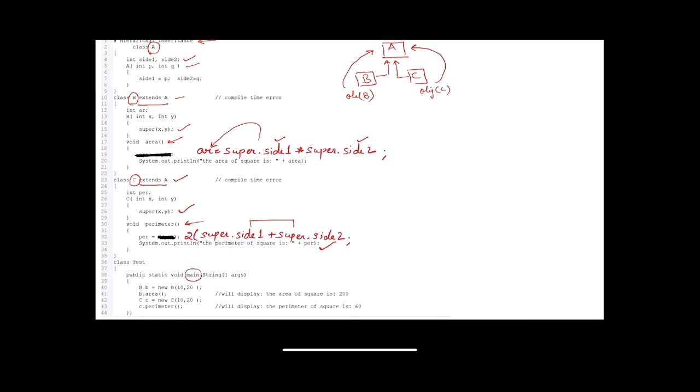In my test class, I'm having this main method. Using the object of B class, I have assigned the values of 10 and 20 to my side1 and side2. Why? Because this 10 and 20 will be passed over to x and y. Using the super method, these values will be passed to the constructor of my A class. Then I'm calling the method area, which will print the result as 200.